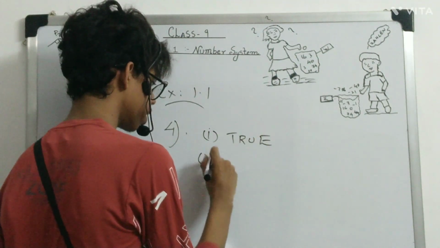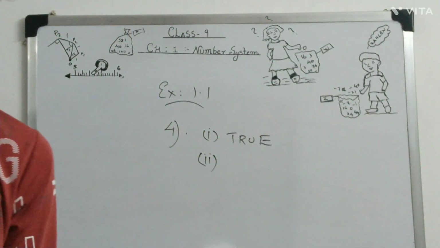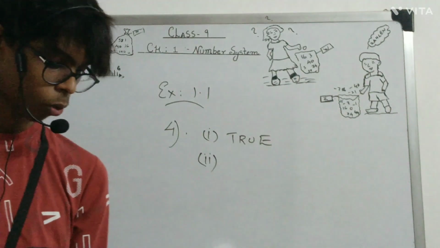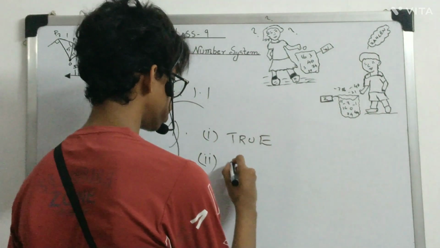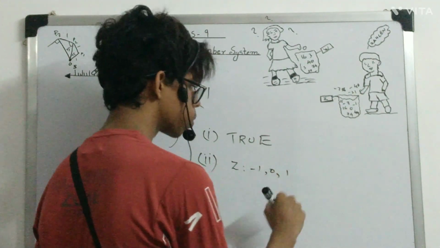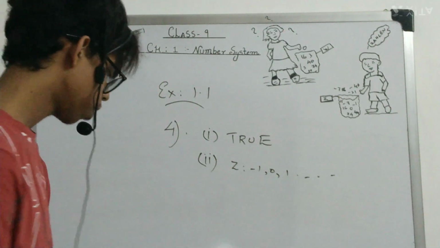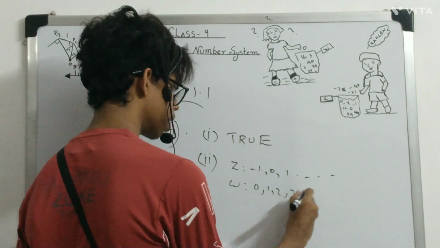Okay, now let us see the second part. The second part is, every integer is a whole number. So definitely that is a false statement. Why? How can every integer be a whole number? We know what are integers. Integers include the negative numbers, 0, and also the positive numbers which go up till infinity. Okay, and we know whole numbers are the positive numbers also including 0.